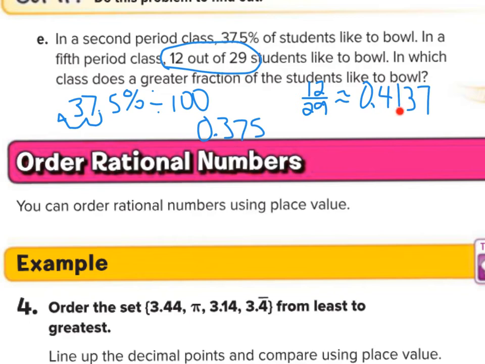So which is greater? 0.37 or 0.41? Well, 0.41 is greater, right? So we can write it as so. Let me delete some of this stuff here. Or actually, I'll just write it just below here. I'm going to write it right there. So my final statement, or the true sentence that I want to write, is that 37.5% is less than 12/29.